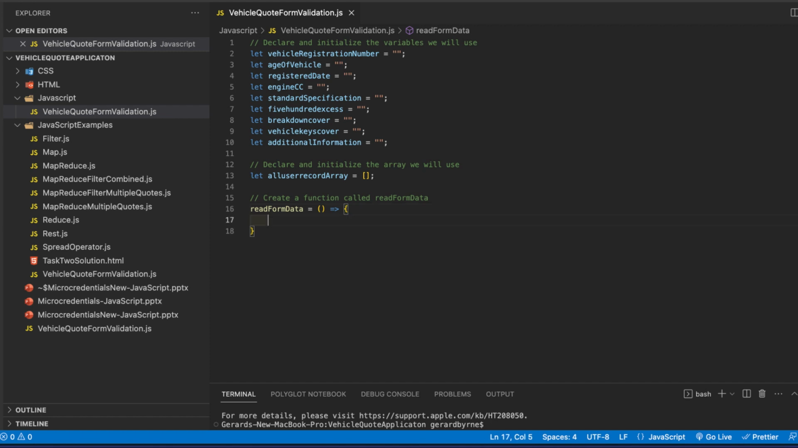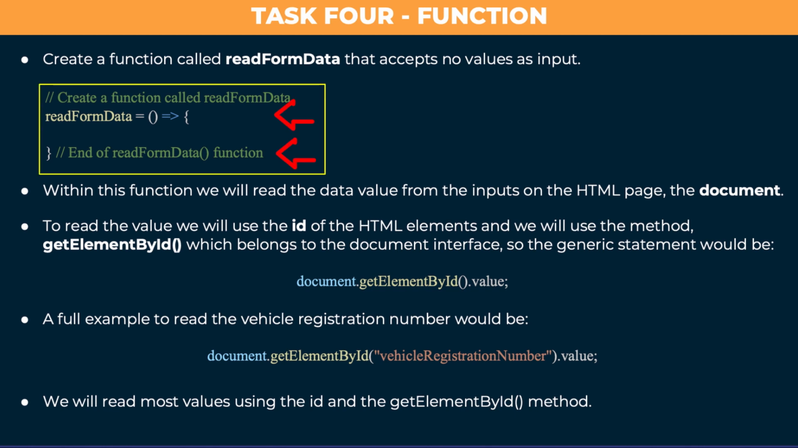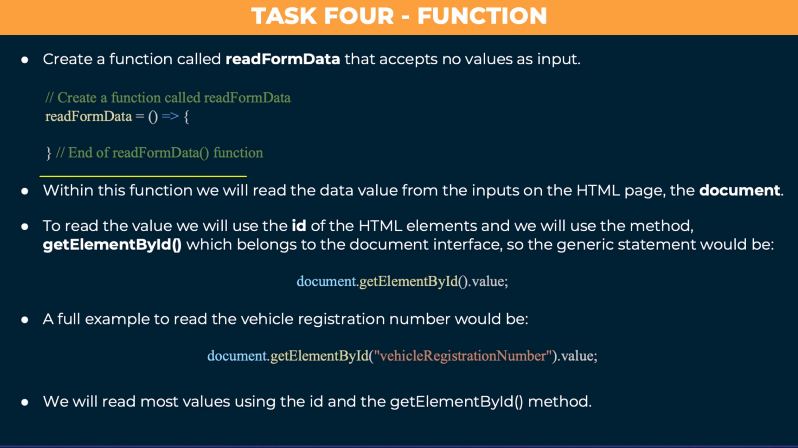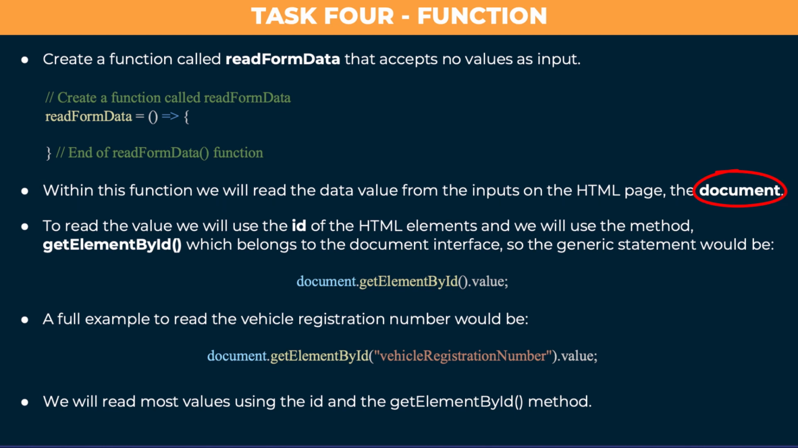So what we'll do with this function then is I've just put in a blank line. Now when we do that, then we have a block of code, which is this function, but goes between the open curly brace and the closed curly brace. And within this function, we will read the data value from the inputs on the HTML page. So the HTML page is actually called the document. So it'll be document dot something when we use it.